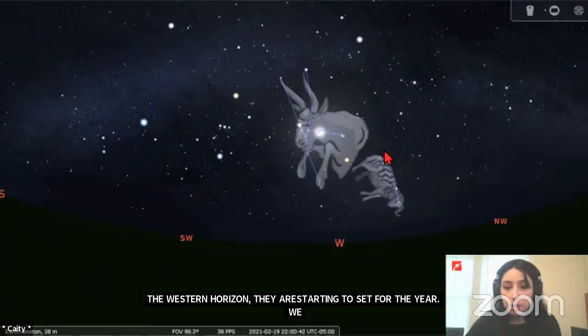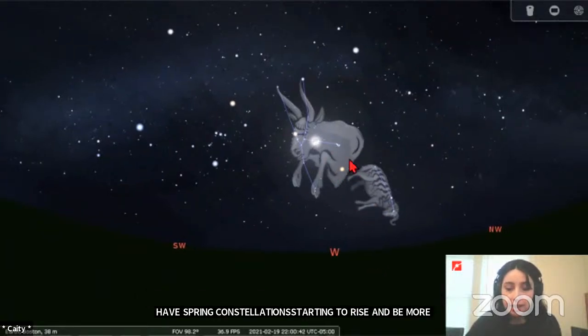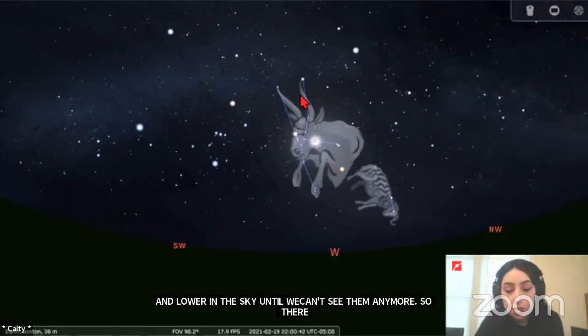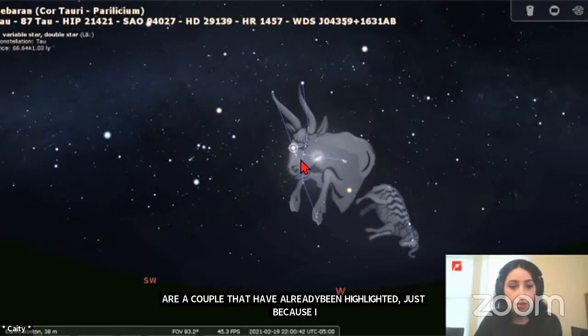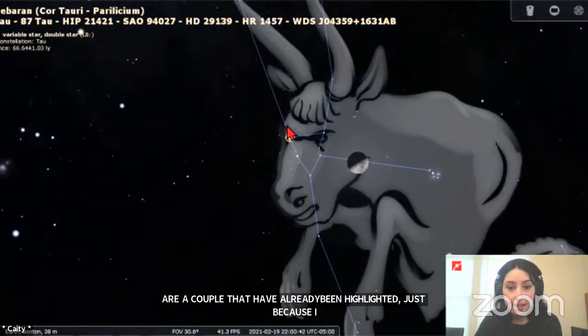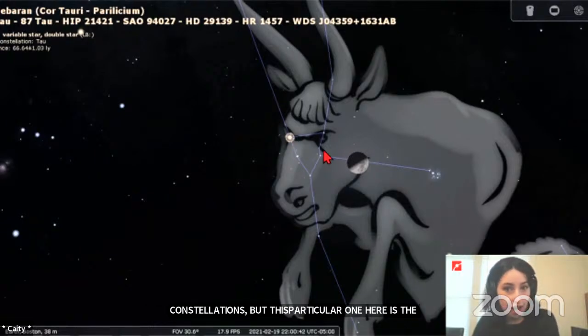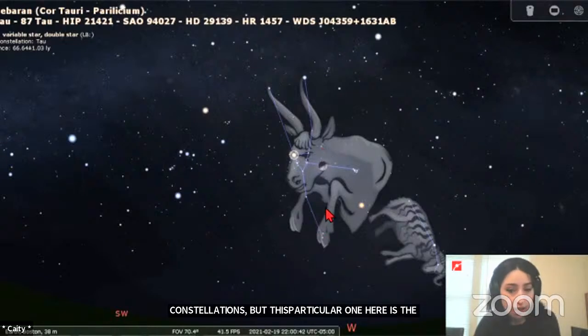So there are a couple that have already been highlighted just because I've clicked on some of the objects that are inside of these constellations. But this particular one here is a bull, also known as Taurus the Bull. And this very bright star represents its angry eye. This is a very massive orange giant star. So you might have noticed that stars do have different colors.